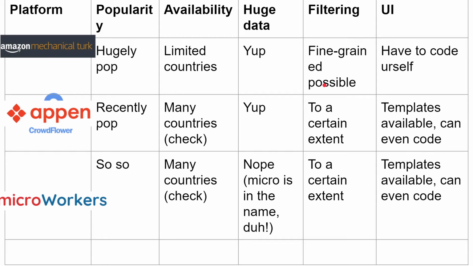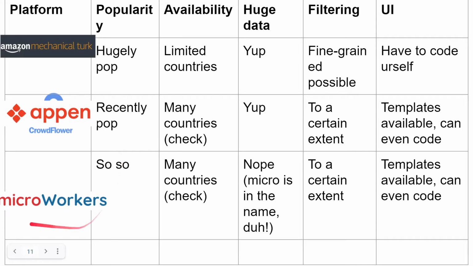This kind of fine-grained filtering is possible in Amazon Mechanical Turk because it allows you to have an initial form which any annotator can fill, and if he or she is able to pass a particular threshold, then only he or she is allowed to continue with the actual annotation task.